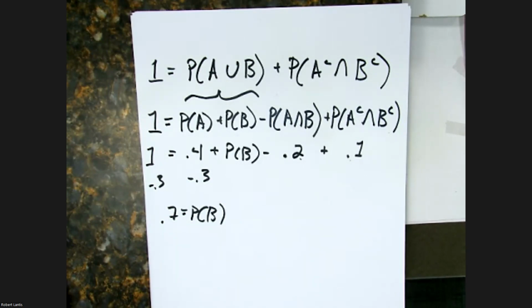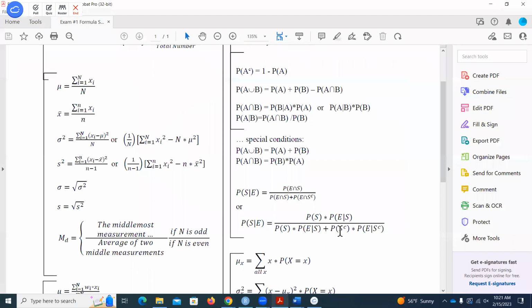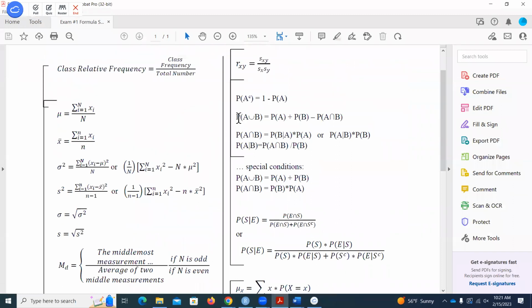if I can get this to share, there we go. A reminder of that union is on my formula sheet, right? It's the probability of both events, subtract out that intersection. Okay. Does that get across?